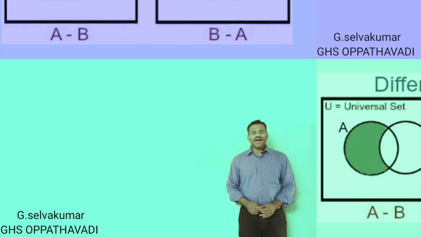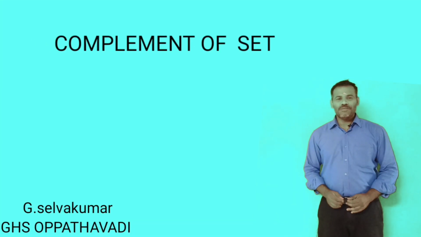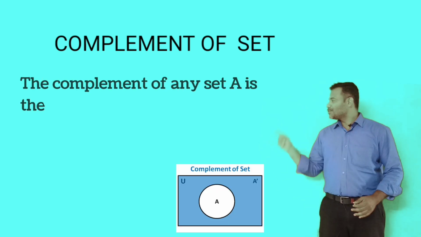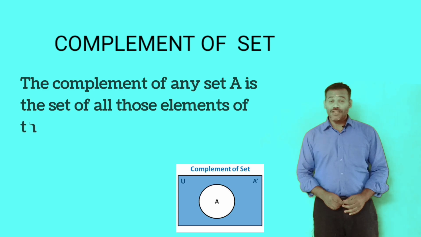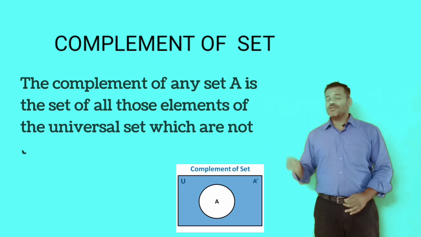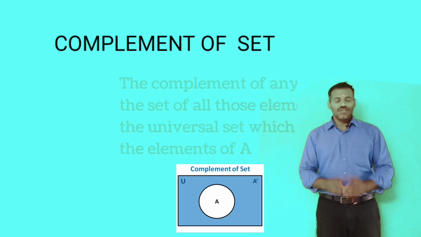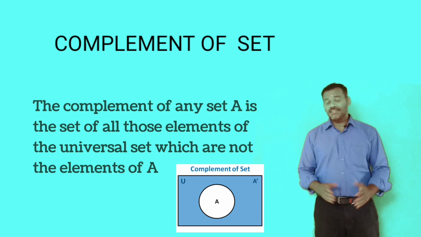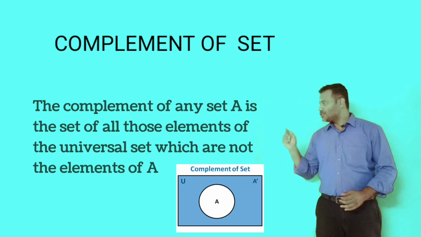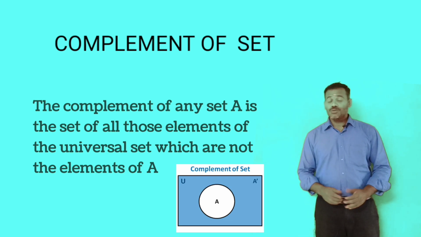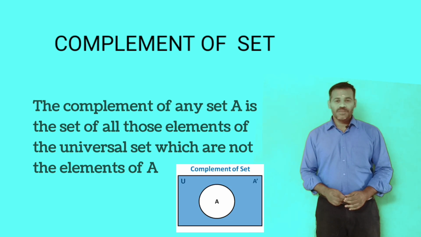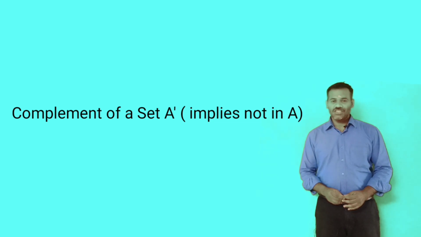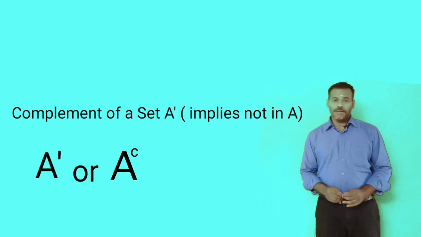Hello children, welcome back, and today's topic is complement of set. The complement of any set A is the set of all those elements of the universal set which are not the elements of A. Children, I repeat once again, the complement of any set A is the set of all those elements of the universal set which are not the elements of A. The complement of a set can be denoted as A dash, which implies not in A.